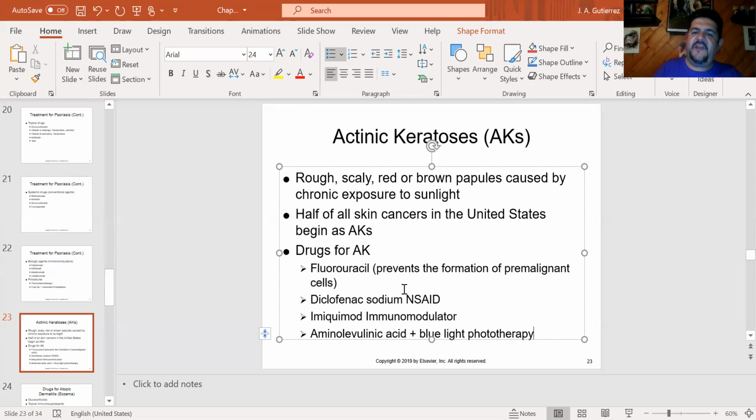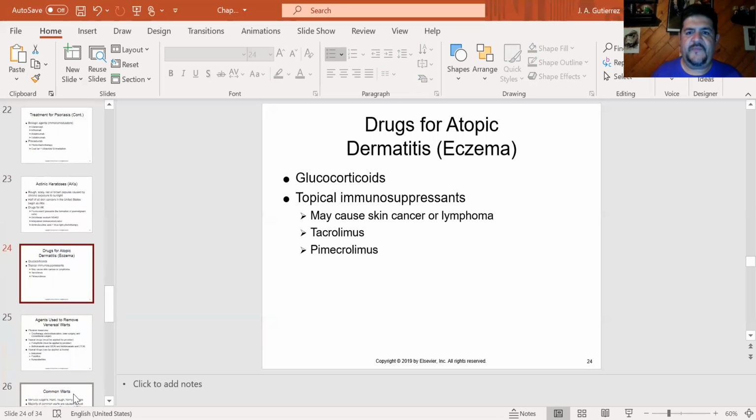So I can use a combination of all this: fluorouracil to prevent the formation of more premalignant cells, diclofenac sodium to stop the inflammation, imiquimod, an immunomodulator that's going to attack the premalignant cells, and phototherapy to destroy the DNA of those cells. That way we don't let it move forward to skin cancer.